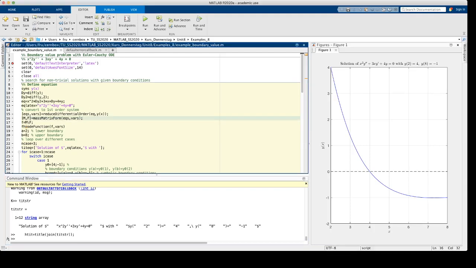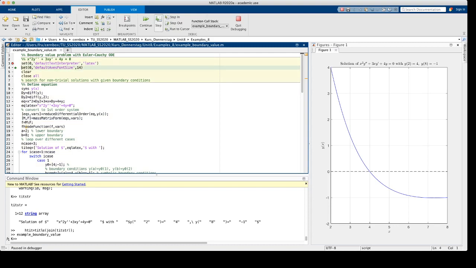In this video I talk about boundary value problems and how to solve them with Matlab. The video is based on the example boundary value script. We start at line 3.